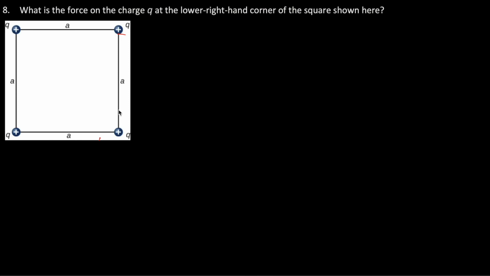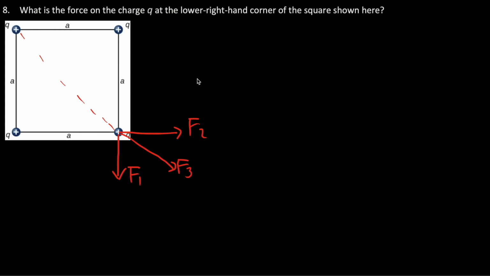Problem 8 asks, what is the force on the charge Q at the lower right-hand corner of the square as shown? So it's asking for the force on this charge here. Let me change the color. So what is the force? Well, since the other charges all have positive charge, there's gonna be 3 repulsive forces acting on this charge here. So here is gonna be a downward repulsive force. We're gonna call that F1, and here is gonna be a horizontal repulsive force of F2, and here is gonna be a repulsive force of F3.